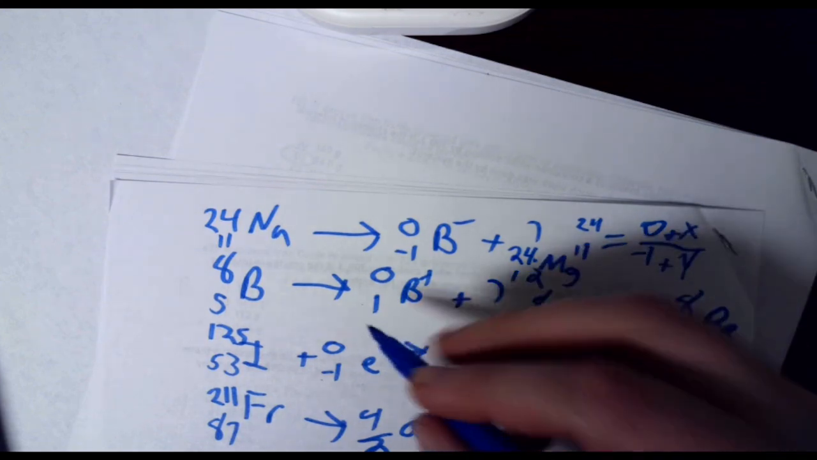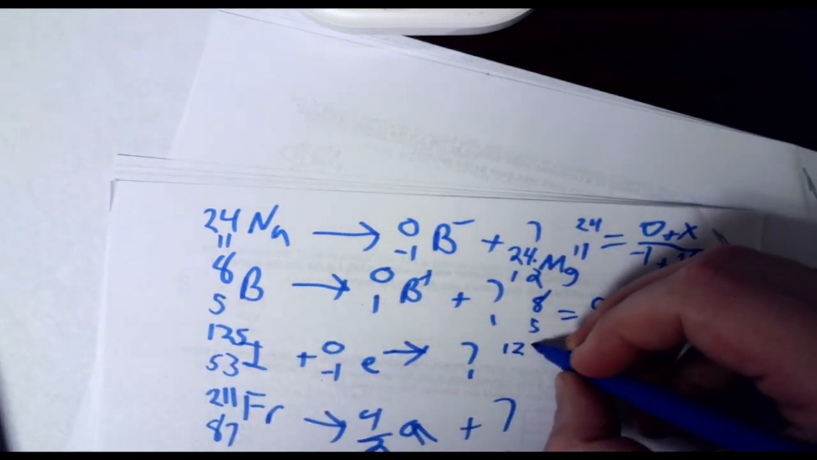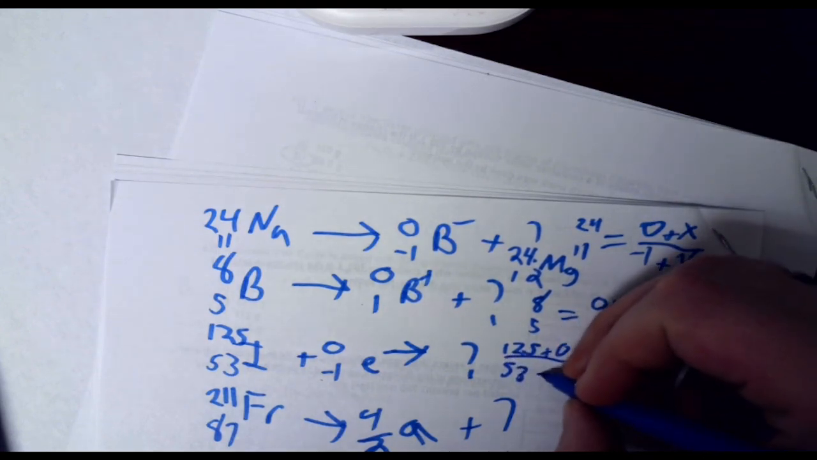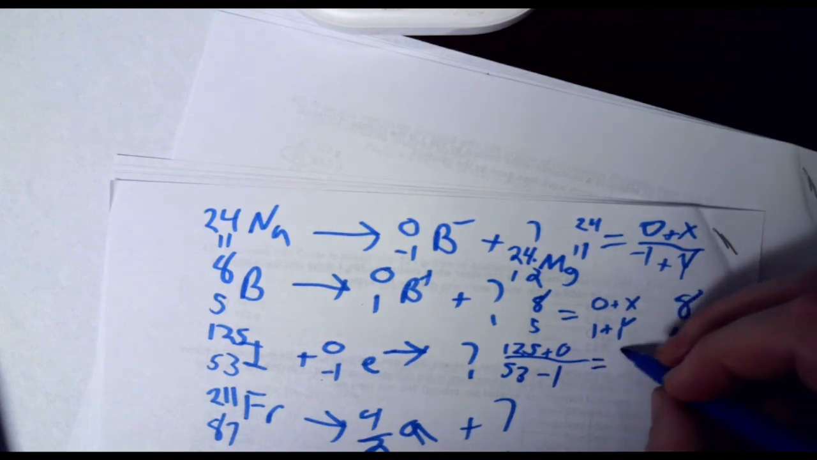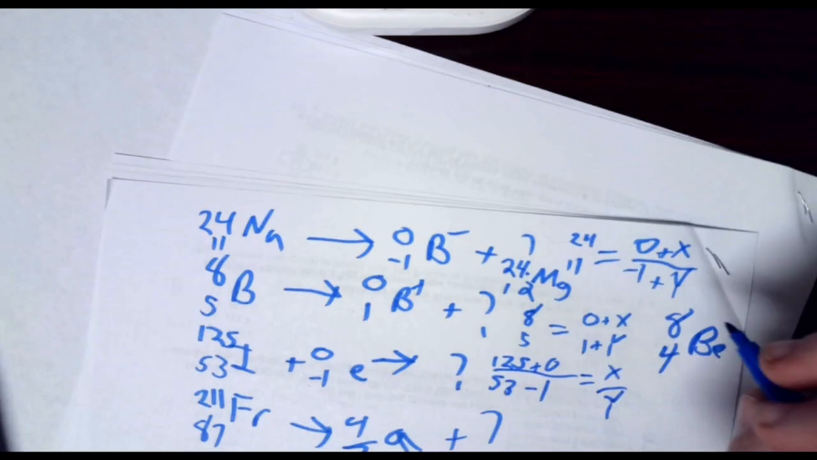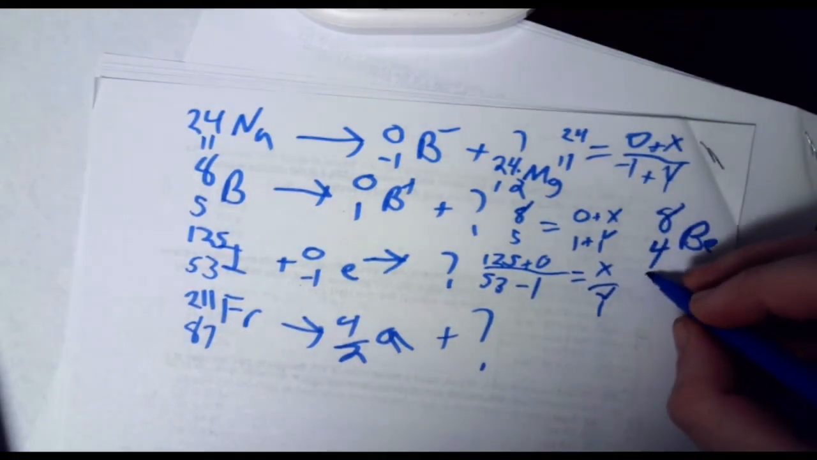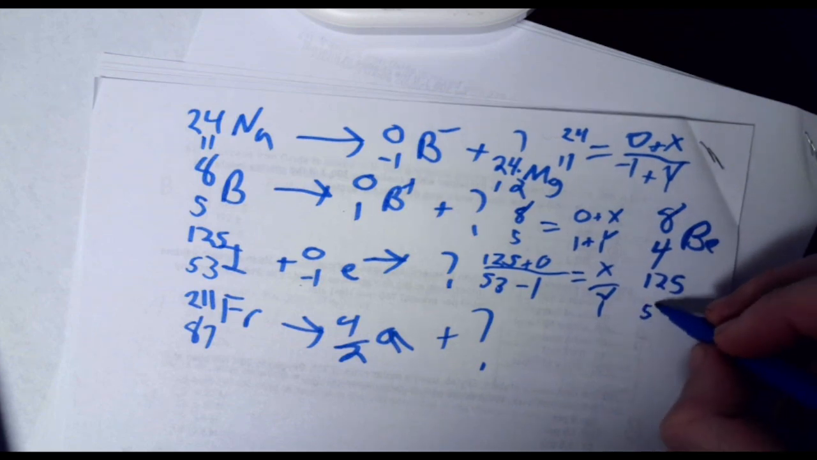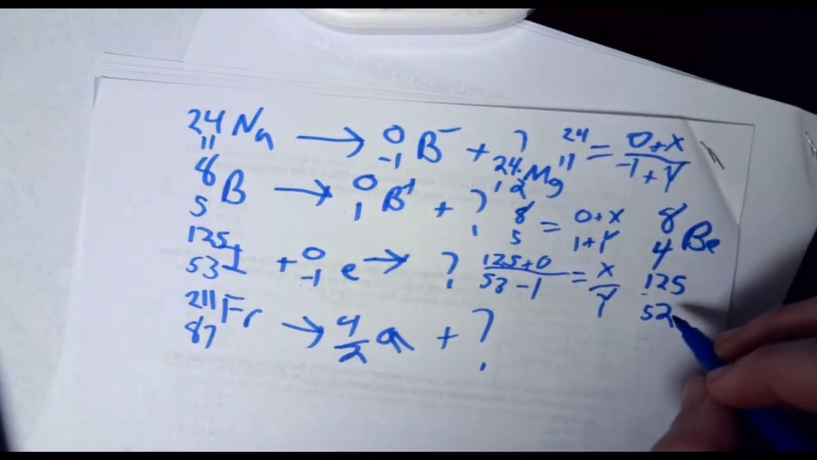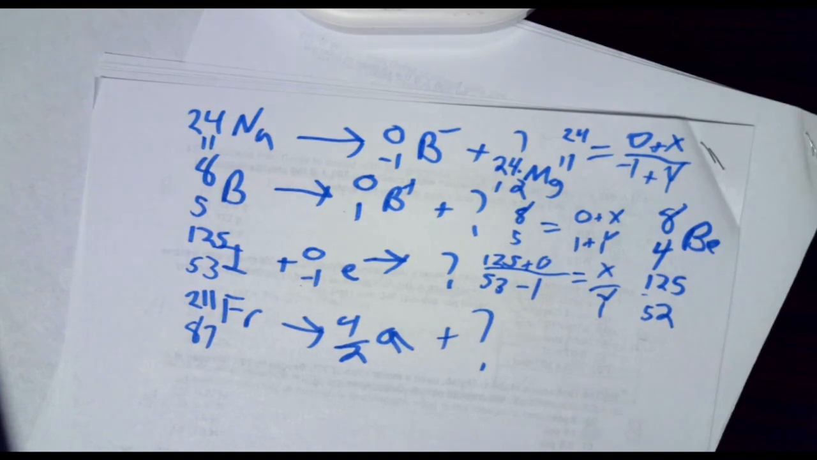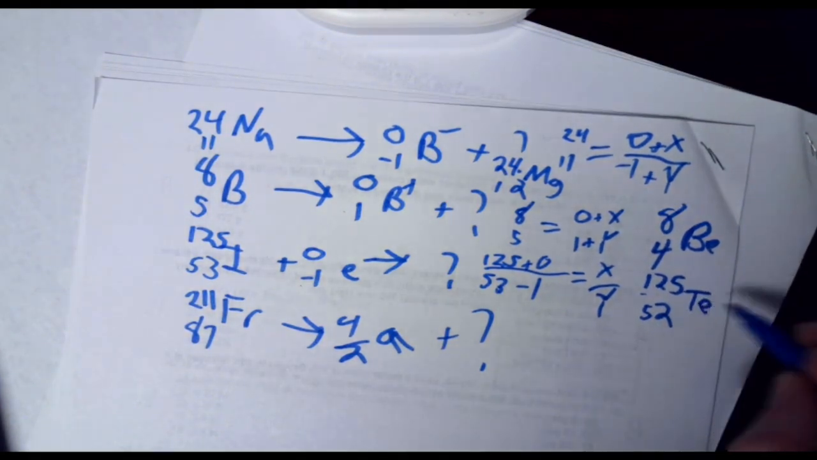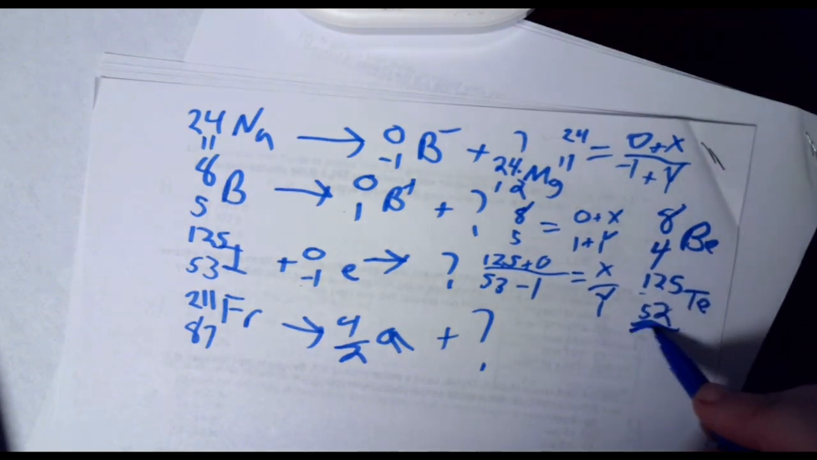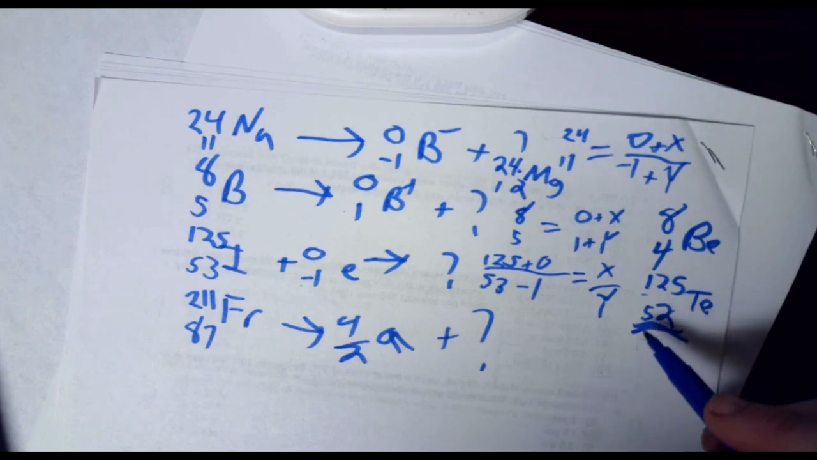Beryllium 8. This one we have 125, 53, plus 0, minus 1, and that equals x and y. Well, x is 125, and y, 53 minus 2, is 52. Element 52 is tellurium. Tellurium 52. I just looked at what atomic number this is on the periodic table, and that told me everything I needed to know.